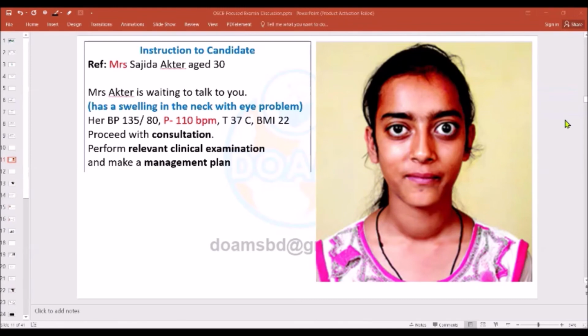Like in a station, you entered and this is the patient in front of you. In the last class, possibly you can remember, maybe a few weeks before, that's the case we discussed. So we put the same case for better understanding. So all of you can see that this is a patient, Mrs. Sajida Akhtar, aged 30. When you entered, what was her complaint and some vital signs were given.